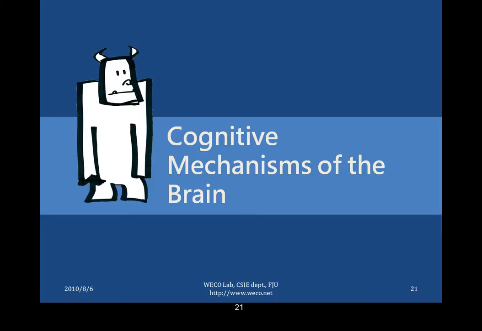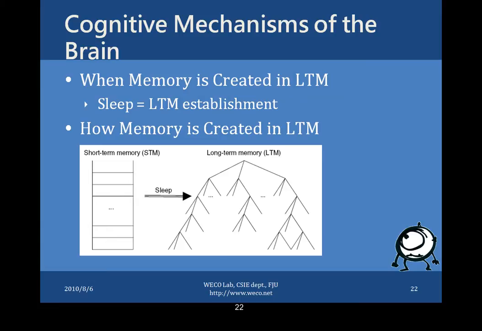And so the next step is what is the mechanism of the cognitive models. The two important things in the cognitive mechanism are when memory is created and how memory is created. But in this part, the authors mention that people fall asleep. The time people fall asleep is the time the long-term memory is established. But this is not actually right.